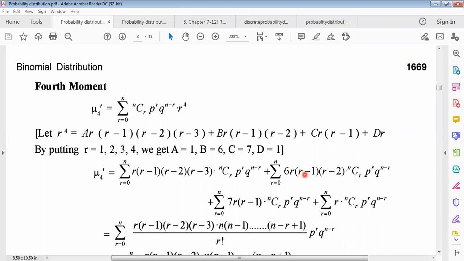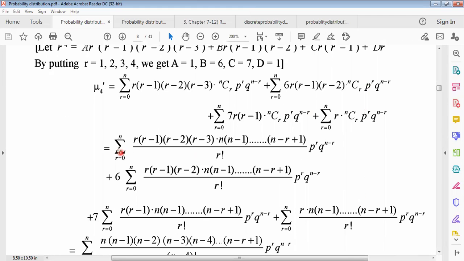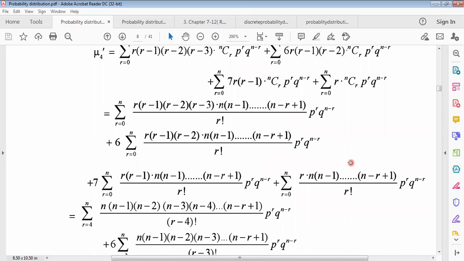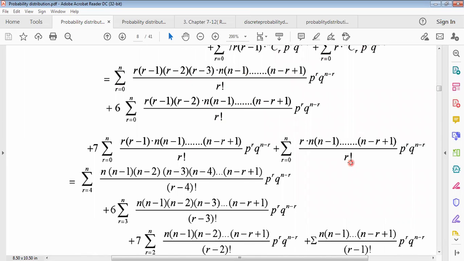First term, second term, third term, fourth term. Okay, now in this nCr we have to write the formula n into n minus 1, n minus 2, ... n minus r plus 1 over r factorial. Similarly, for the second term we use the nCr formula, and for the third and fourth terms as well, putting in the combination formula.